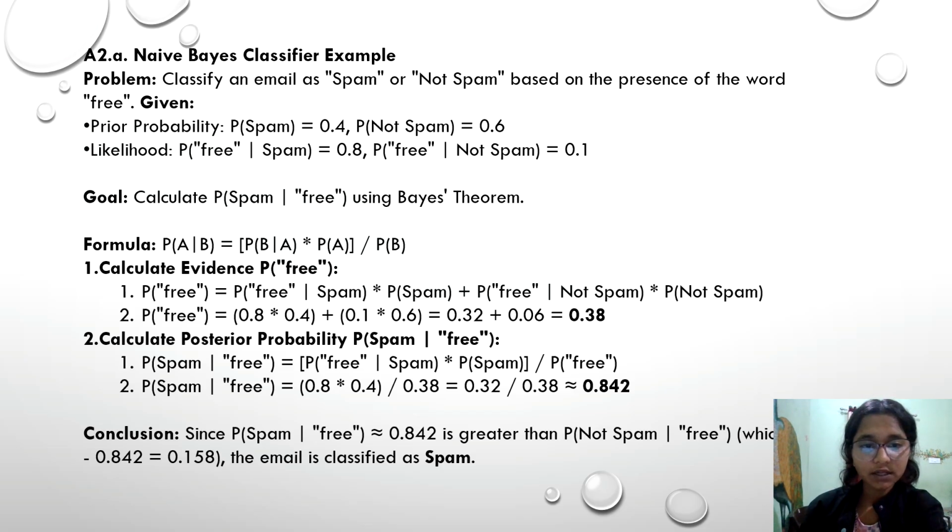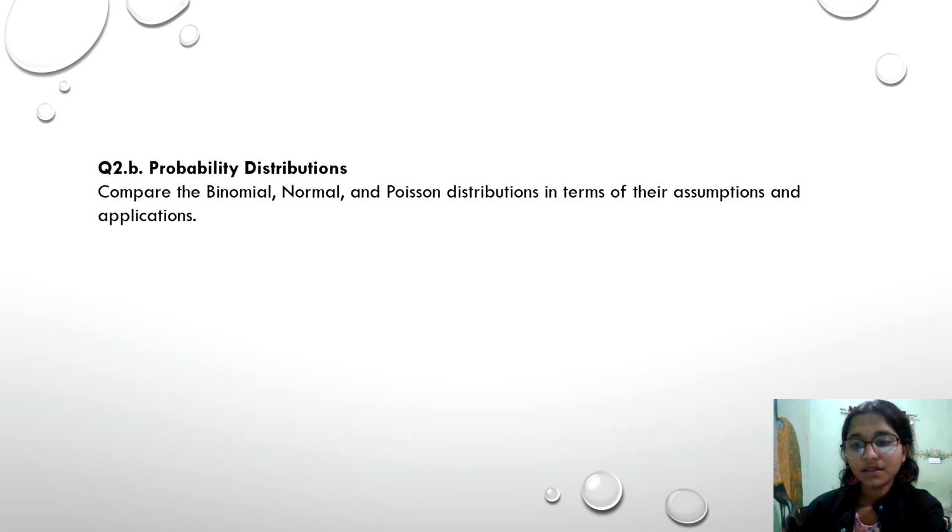Here is the formula. We will calculate, everything is given above, and we will calculate this, and conclusion is since P(spam | free) is approximately 0.842, which is greater than P(not spam | free), the email is classified as spam. Next question. Probability distribution.